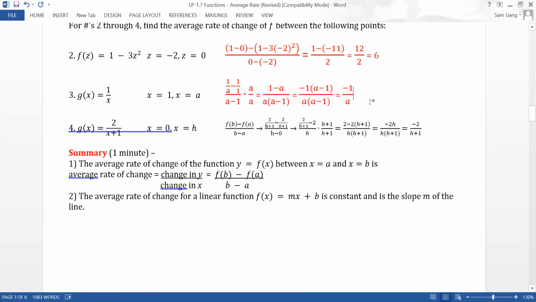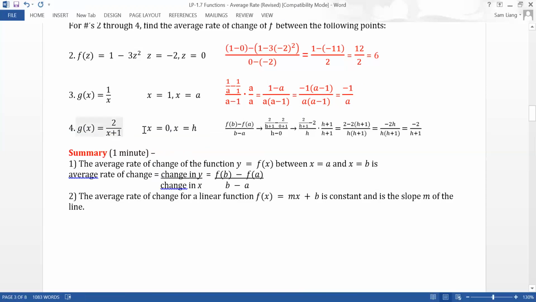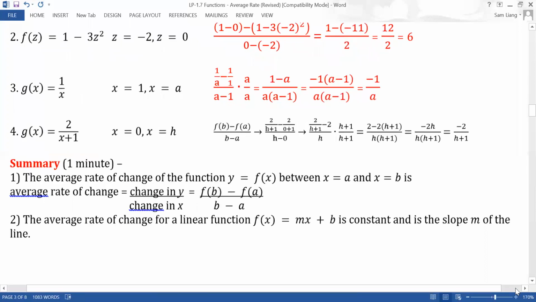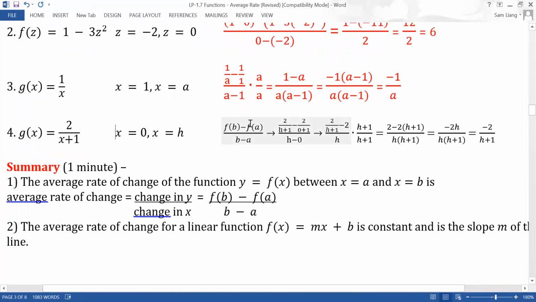Okay. All right, lastly, we have question 4. Let me get rid of that blue line. Okay, so 2/(x plus 1), x equals 0, x equals h are going to be the points of evaluation. Let me zoom in here. Okay, so (f(b) minus f(a)) over (b minus a), I just wrote the average rate of change formula. So evaluate at h, right? It'll be 2 over h plus 1 minus 2 over 0 plus 1, divided by the difference, h minus 0, which is easy enough, just h, right?